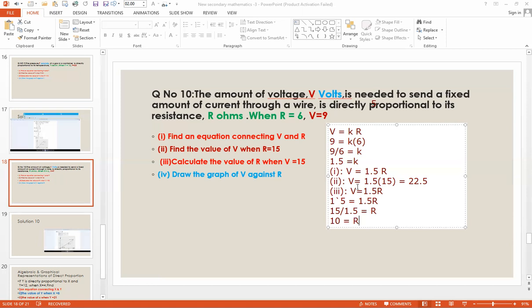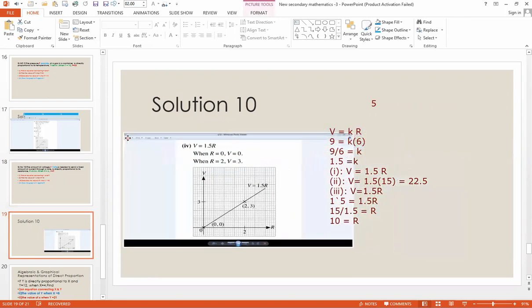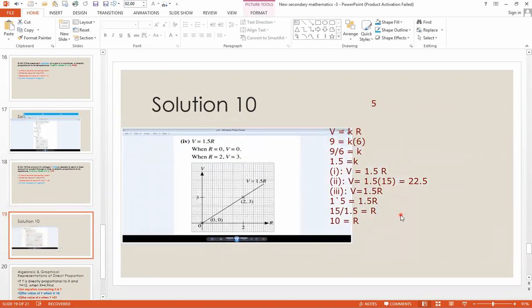Now we move towards the solution of the last part. Draw the graph of V against R. Okay, first, so we have to come here. So I have to move this graph to this side, and that is the solution, because it will help us. Okay, so here in the fourth part, again you have to write V is equal to 1.5 R.